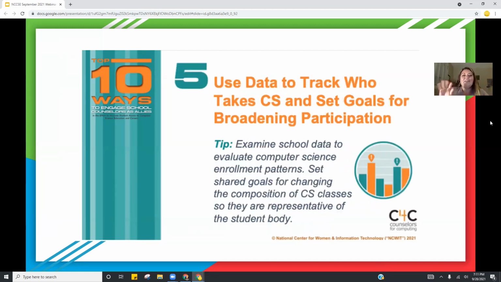All right, so number 5, data. Track who's been taking CS, and maybe even sit down with your counselor and make some goals about diversifying the class. At the current school I'm at now, there are some new courses that were developed within the field of tech, and those teachers came to us and did a presentation that talked about the classes and the goals for students enrolling and what their long-term plan was, which was really helpful to understand the full pathway and what students I was going to be recommending for those classes.